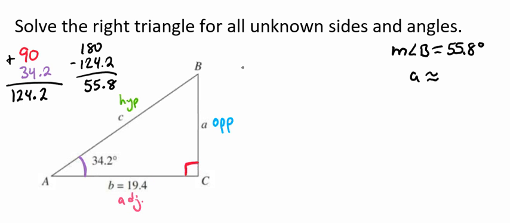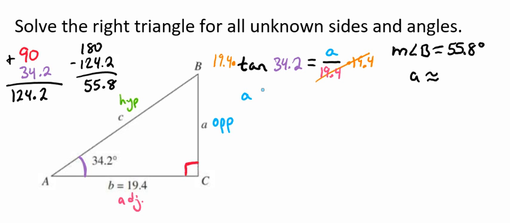So we're going to find the tangent of 34.2 equals our opposite, which we don't know, so letter A, over our adjacent, which we know to be 19.4. To solve this, we're going to multiply both sides by 19.4, which allows us to cancel those out. So now we're able to say that A is going to equal 19.4 times the tangent of 34.2.